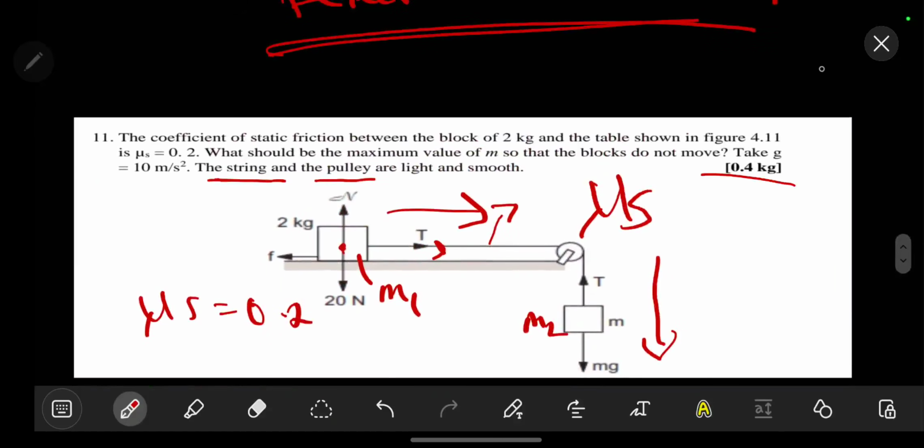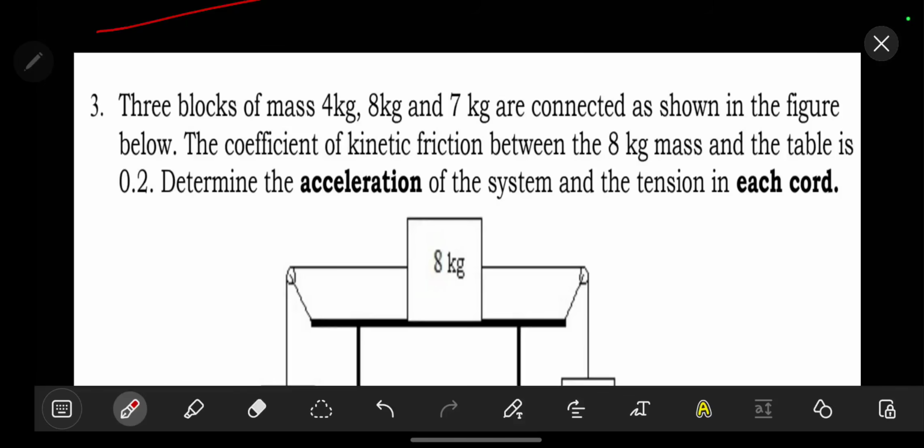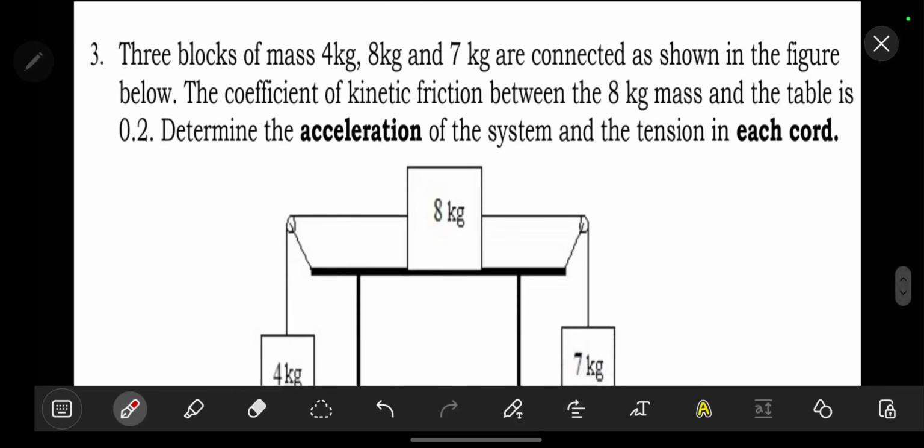Let's look at our last problem. Question 3 says: 3 blocks of mass 4 kg, 8 kg and 7 kg are connected as shown in the figure below. The coefficient of kinetic friction between the 8 kg block and the table is 0.2. Determine number 1, the acceleration of the system, and the tension in each cord. So the cord, which is this cable.